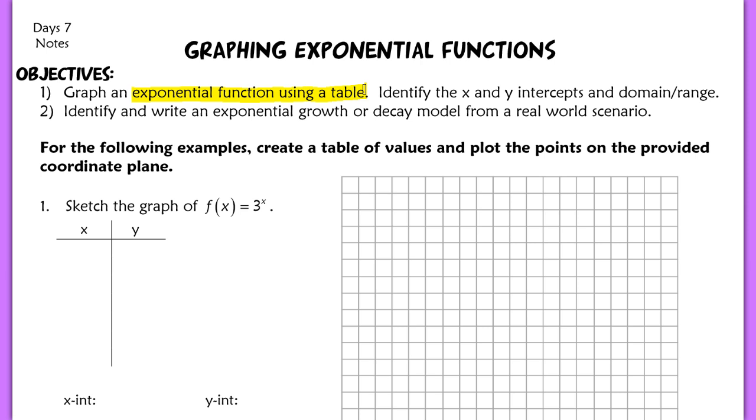And we're going to also identify the x and y intercepts as well as the domain and range for this function. Now, the second objective written here is actually for a later lesson. So today we're only working on objective 1. Now, I want to talk about what an exponential function is, because this is a new graph that we are now studying.